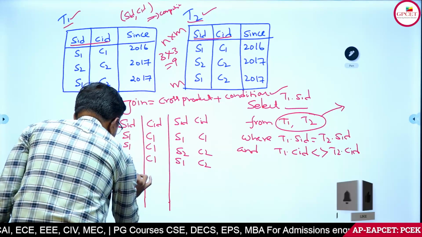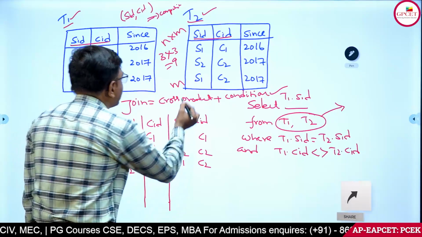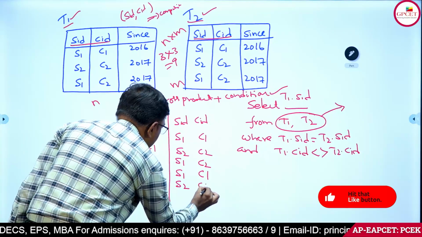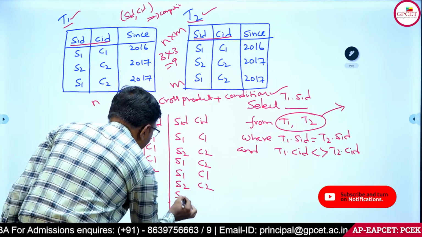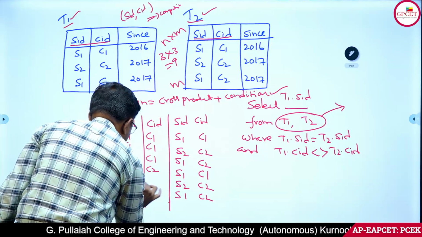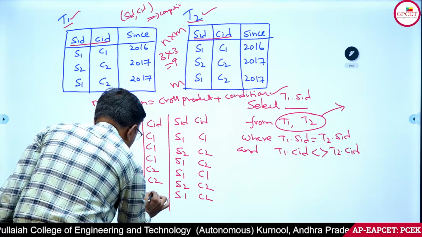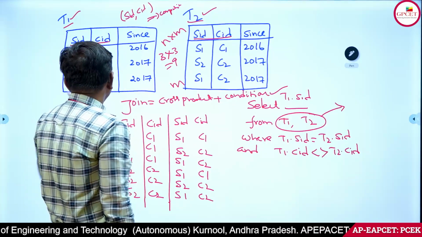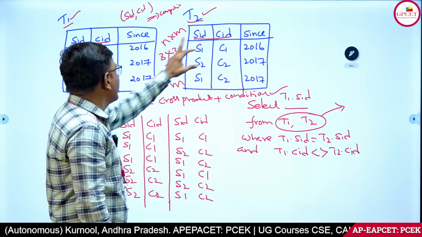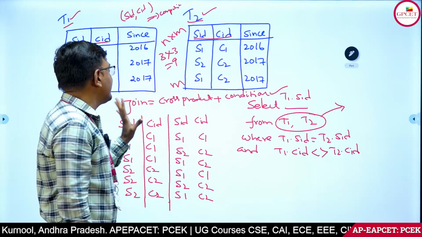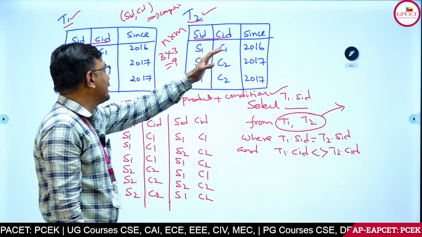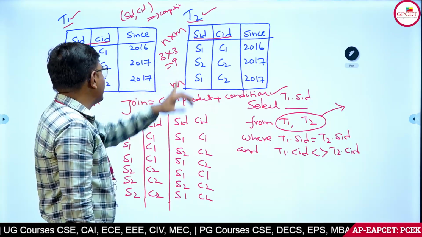S2 C2 is multiplied by S1 C1 one time, S2 C2 second time, and the third one S1 C2. Same, we get S2 C2 here also. Clear? The second row is multiplied by 3 times. Why? Because we use only SID, CID here, and here also SID, CID. What is a cross product? Cross product is nothing but n by m, n rows and m rows, that is 3 by 3, that is 9 rows.